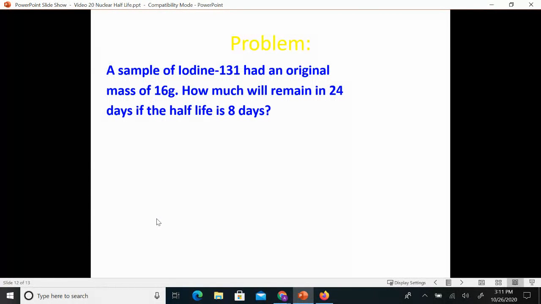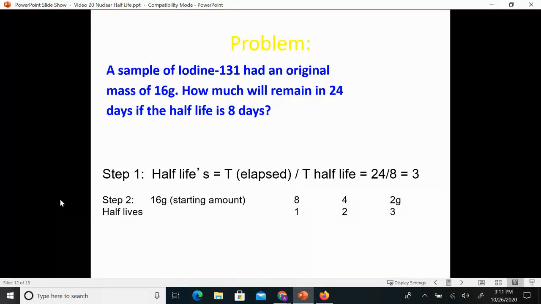So here's a problem for you. A sample of iodine-131 had an original mass of 16 grams. How much will remain in 24 days if the half-life is 8 days? So take a second, pause the video, and actually try this one on your own. Okay, so now hopefully you've tried it. Let's see if you got the right answer.